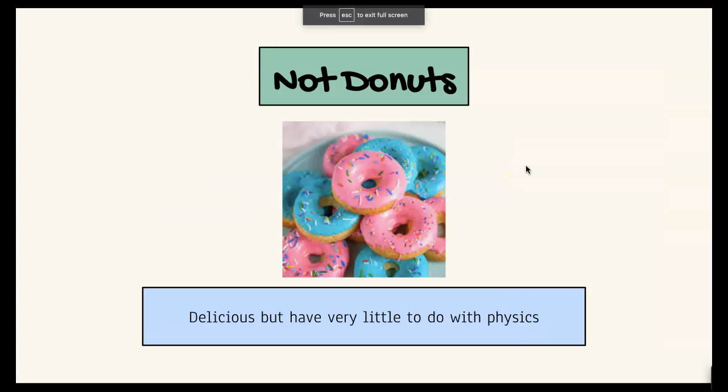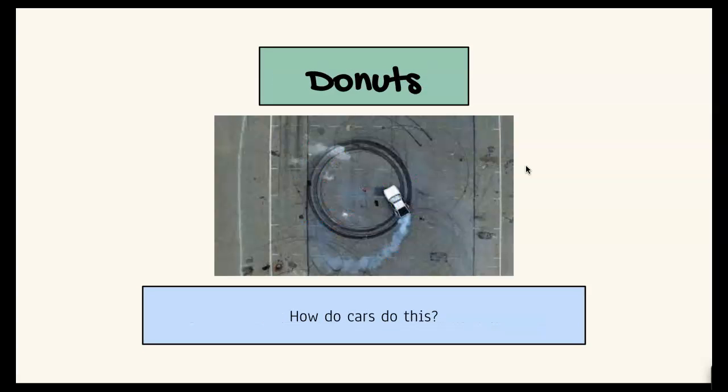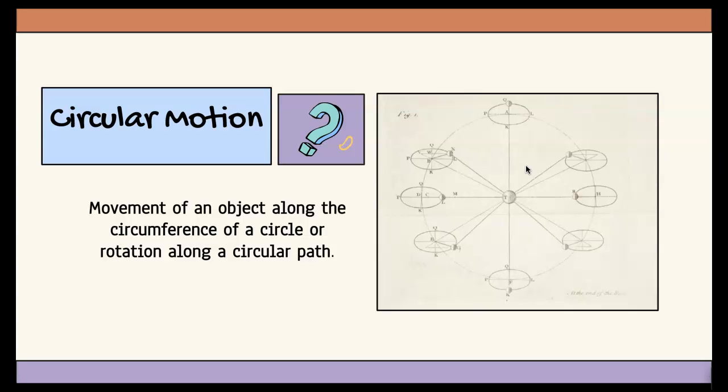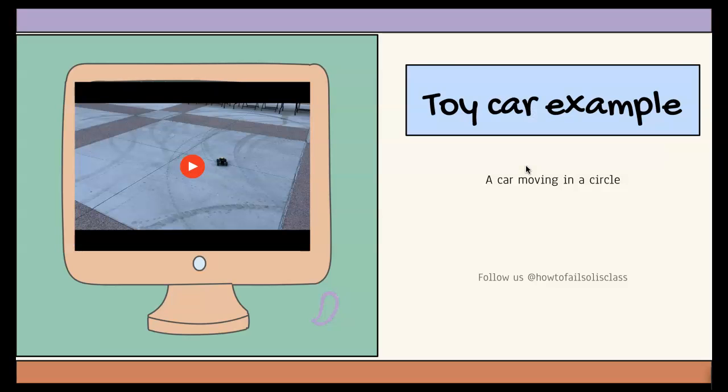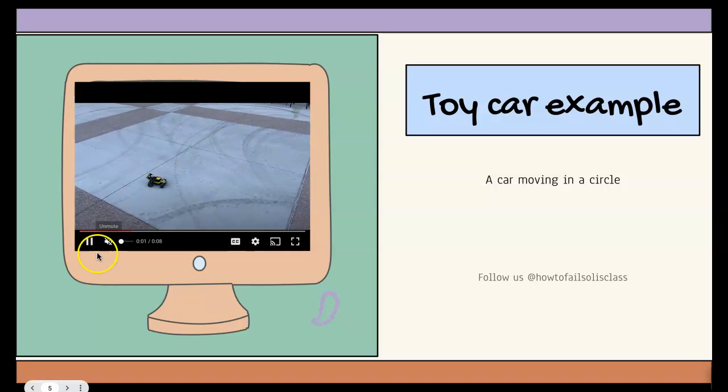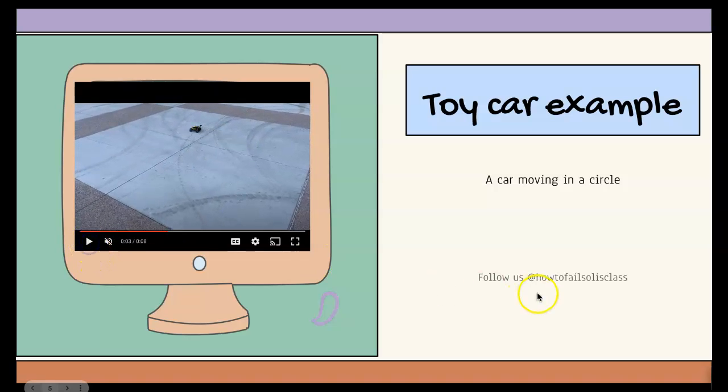Donuts. Not these delicious donuts, but these donuts with a car going in a circular pattern. So to understand these donuts, we need to understand circular motion. Circular motion is the movement of an object along the circumference of a circle or rotation along a circular path. For this, we're going to use a toy car and understand how it goes in its circular pattern, as seen here.